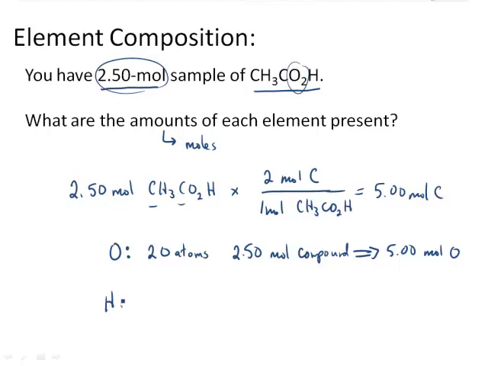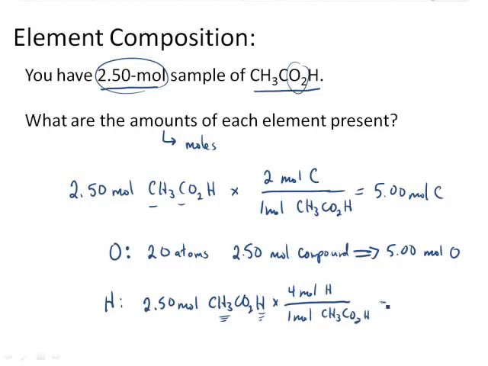For hydrogen, let's go back and do that one the official way. You have 2.5 moles of CH3CO2H times, you have to think about how many hydrogens there are in the compound. There are 3 in this part of the compound and 1 there. So there's 4 moles of hydrogen for 1 mole of your compound CH3CO2H, which means you have 10 moles of hydrogen. And that's it. That's the element composition. Just that easy.